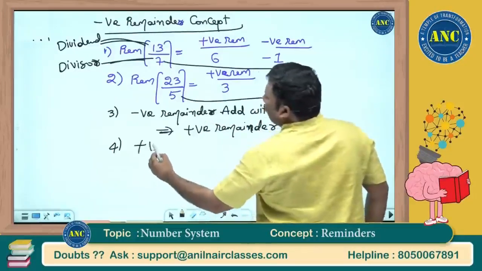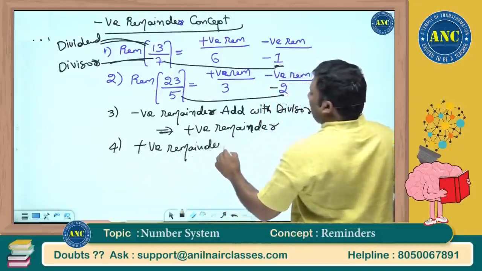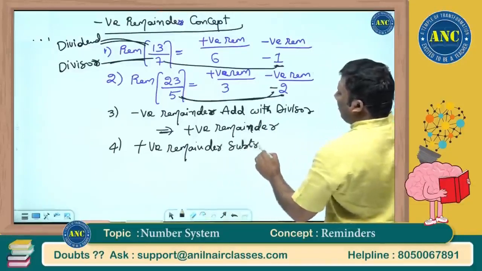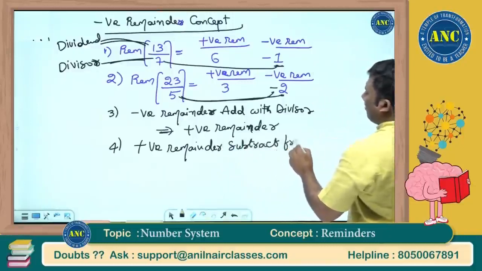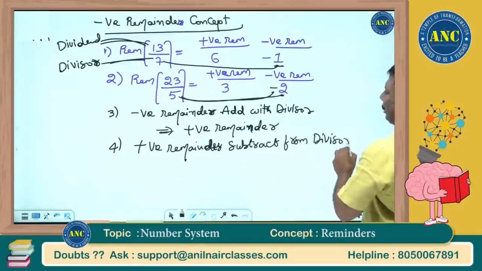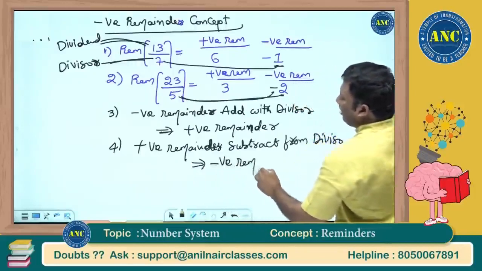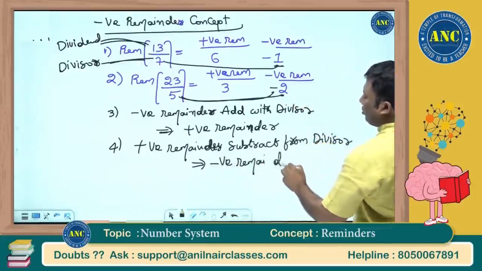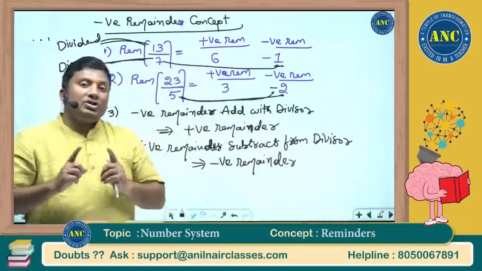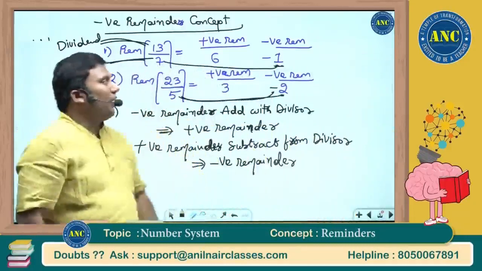Suppose in case if you got positive remainder, subtract from divisor to get negative remainder. For example, very, very important concept. You should know when to use positive remainder and when to use a negative remainder.